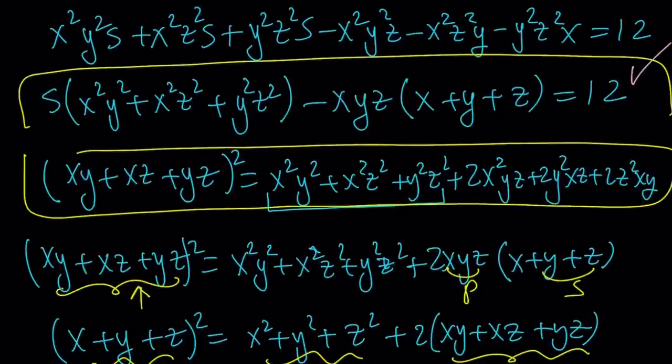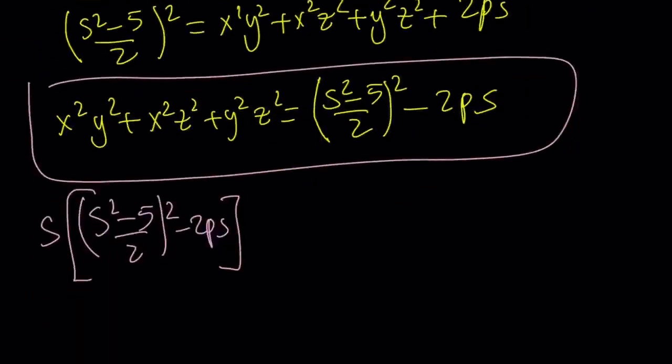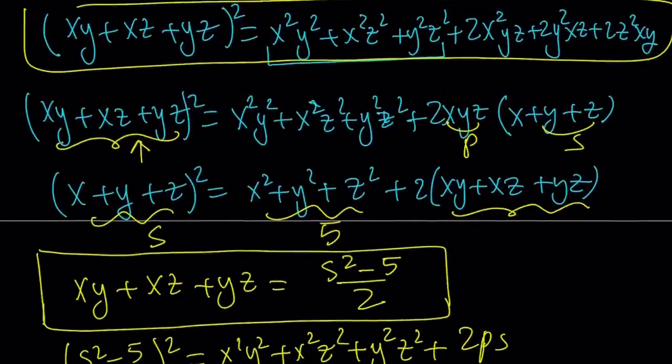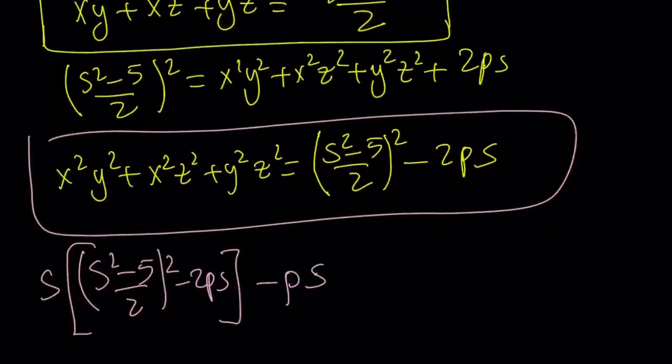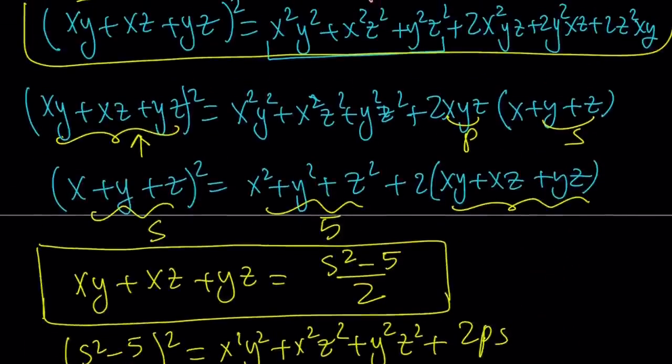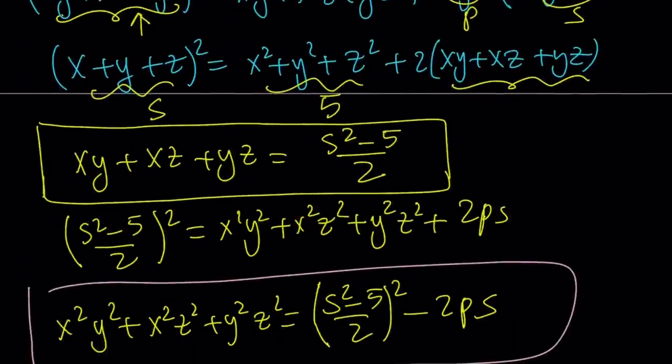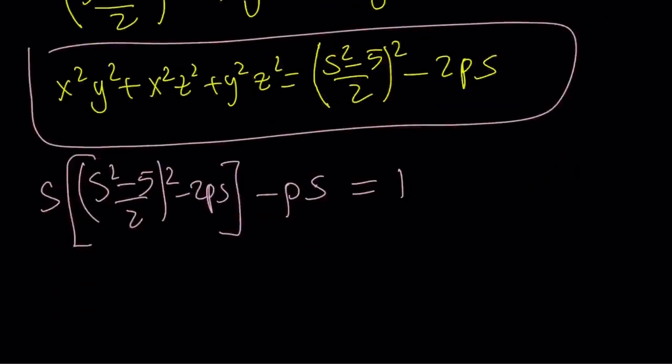So it's this one. Minus xyz, which is p, times x plus y plus z, which is s. So this is s and this is p. So that's going to be minus ps. Okay, PlayStation? No, it's ps. P times s. And this is equal to 12. Awesome. I get a much nicer expression now. I don't have any x, y, z's. I have only s and p, which is good. But this is two variables, so I do need another equation.